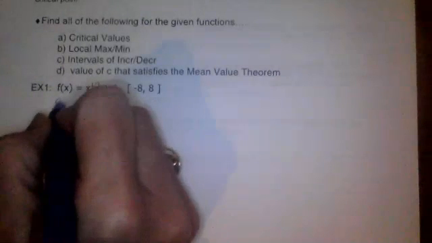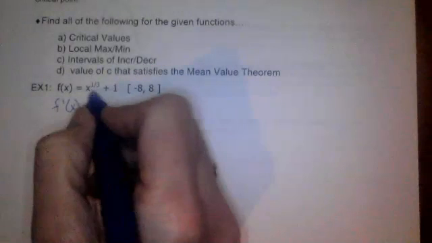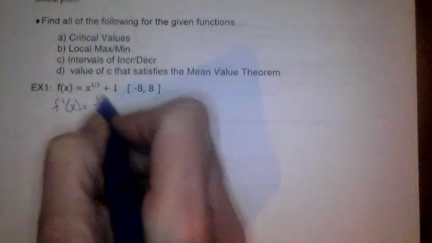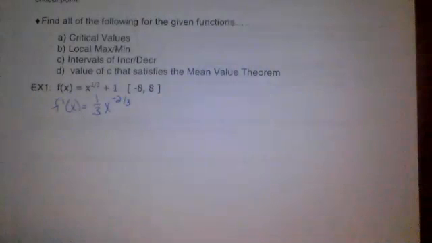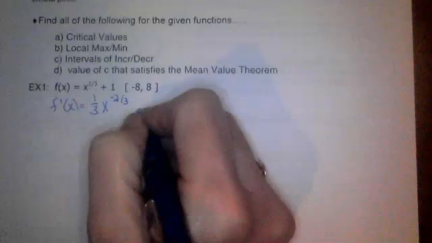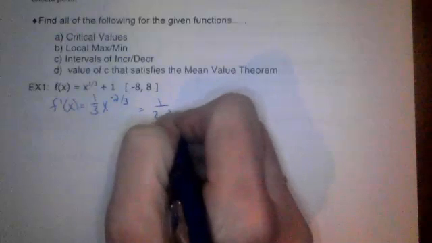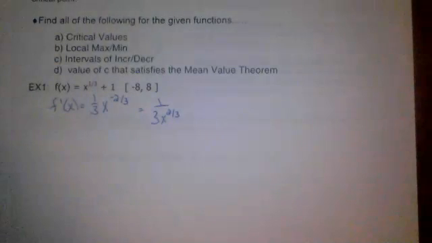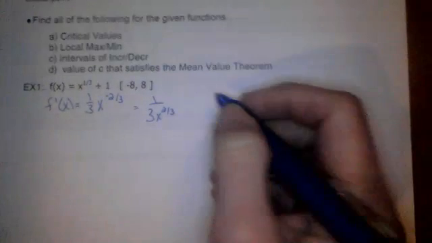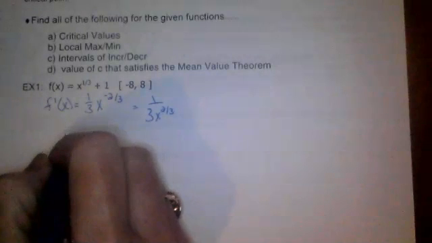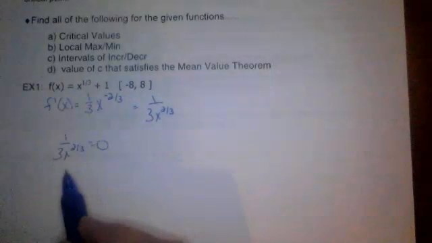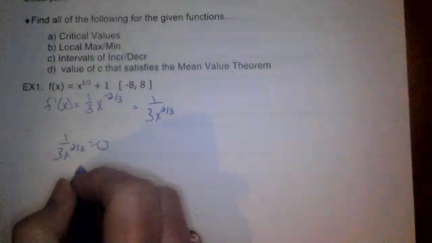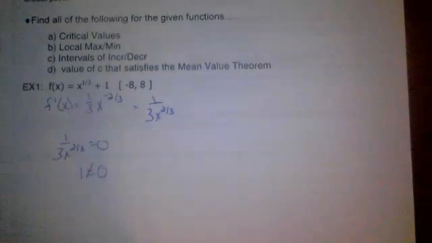All right, so the first thing we need to do is to find the critical value, so it means take the derivative. So the derivative would be 1/3 x and then subtract 1, so x to the negative 2/3 power. All right, and that is equivalent to 1 over 3x to the 2/3 power. We could set that equal to 0. If I set my function equal to 0, I would multiply both sides by the denominator, and I would end up with 1 equals 0, which is not true.